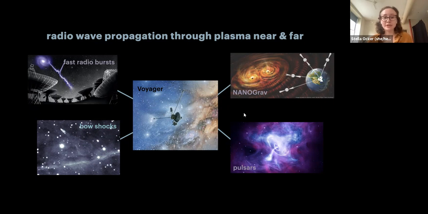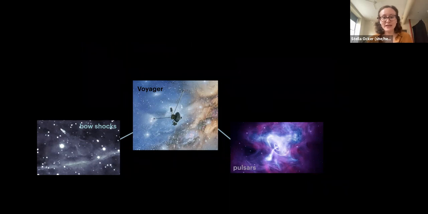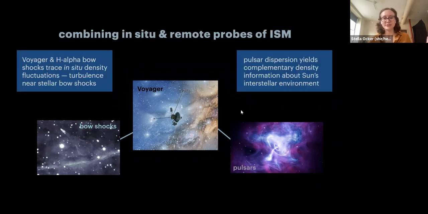I'm also a member of the NANOGrav collaboration, which is hunting for nanohertz frequency gravitational waves using pulsar timing, and which relies on Green Bank for many of its observations. And NANOGrav relies heavily on a detailed understanding of plasma along the entire lines of sight to the pulsars in its array. So today, of course, I'm talking mostly about Voyager and complementary studies of the ISM with Voyager and pulsars. And there will be two main themes to my talk.